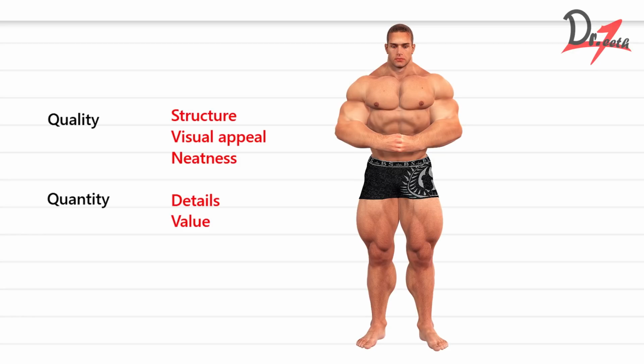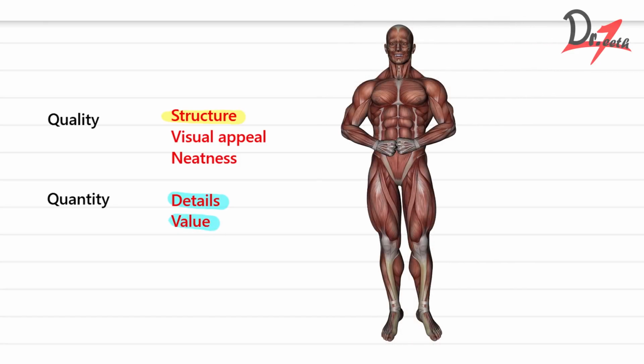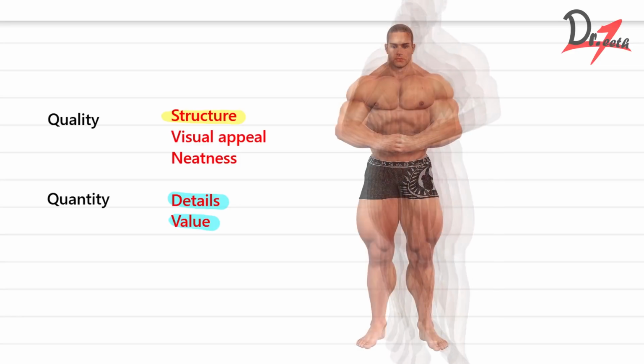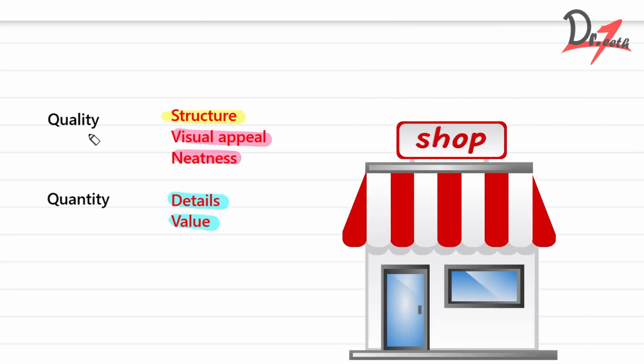So we can visualize our answers as a human being, okay? The structure will be the skeleton of our answer, and then the details and value will be the muscle, okay? Muscle mass. You are giving the details and value to our skeleton, right? And then we have the skin of the answer, which corresponds to the visual appeal and the neatness. So we need to have all the elements in our answer in order to get good marks. I would recommend you to watch this video till the end for an in-depth idea of how the answers should be framed. Let's begin with quality.